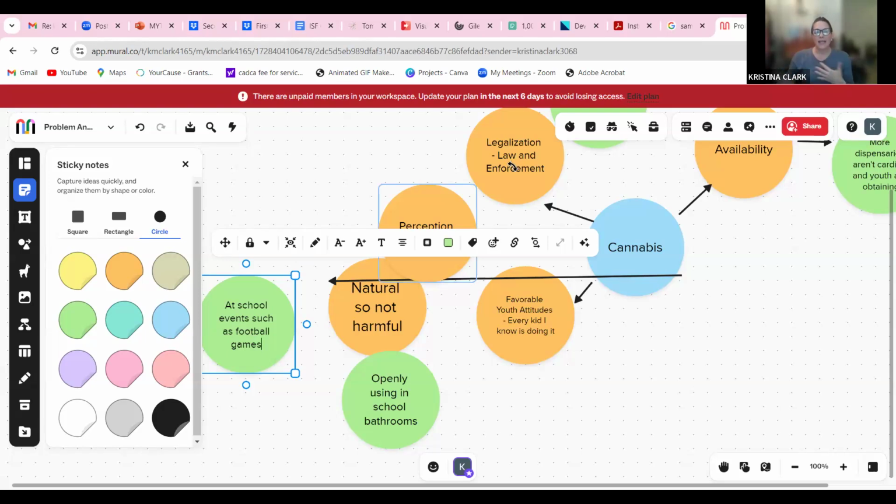So this is where, exactly like I said, it is a conversation. Ask people more questions. What do you mean by legalization? What do you mean that it's not harmful? Tell me what that looks like. When and where are they using? We're asking all of those questions.